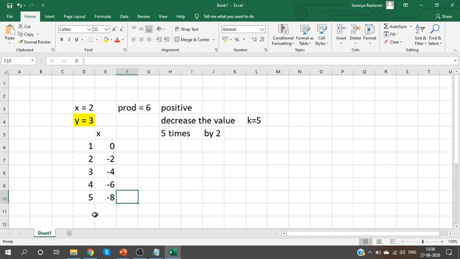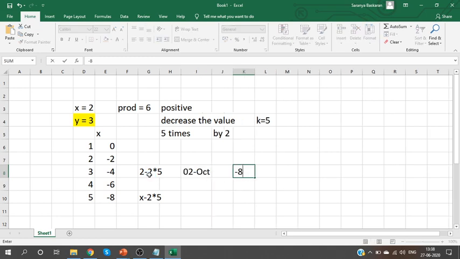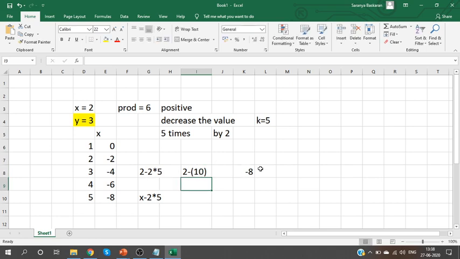Overall, this minus 8 is nothing but the original value decreased by 2, 5 times. So x minus 2 into 5. So 2 minus 2 into 5 is nothing but 2 minus 10. So our answer can be directly written as minus 8. Okay, 2 minus 10, our answer will be minus 8.